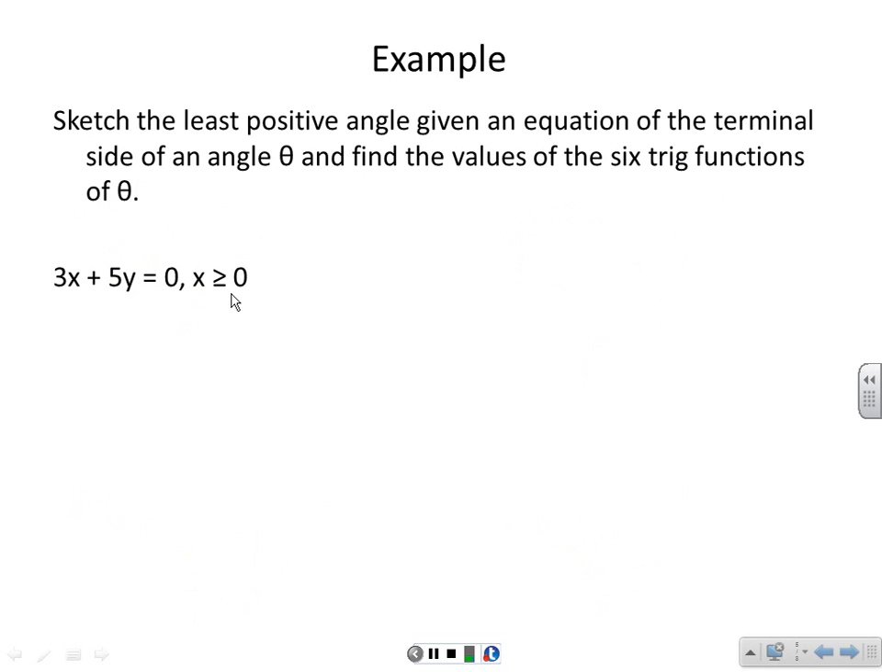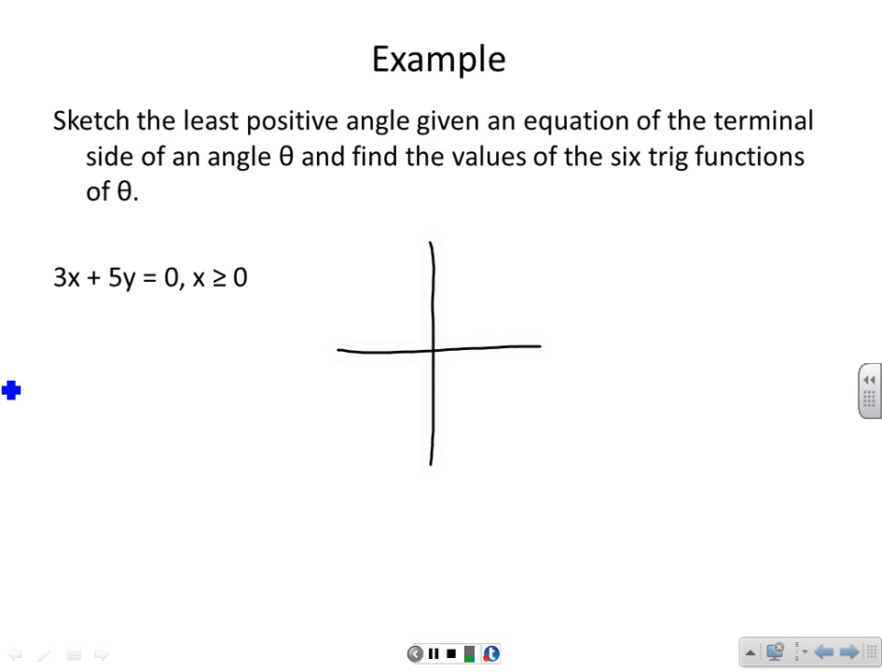Alright, so what if we're given something like this? It says sketch the least positive angle given an equation of the terminal side of an angle. So this time, instead of having an ordered pair, we actually have a line. Actually, it's going to be a ray because of the domain, and find the values of the 6 trigonometric functions. So what we're going to do is graph this straight line.